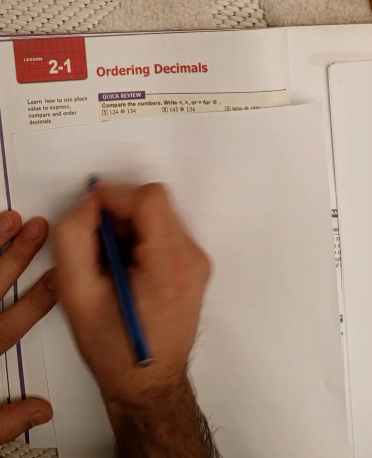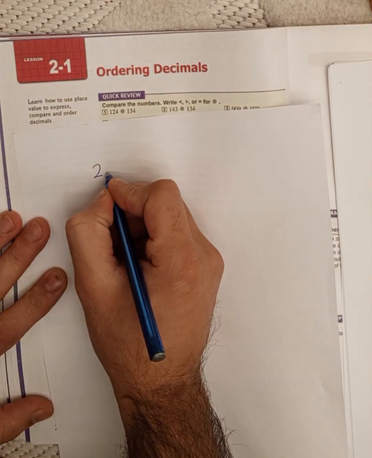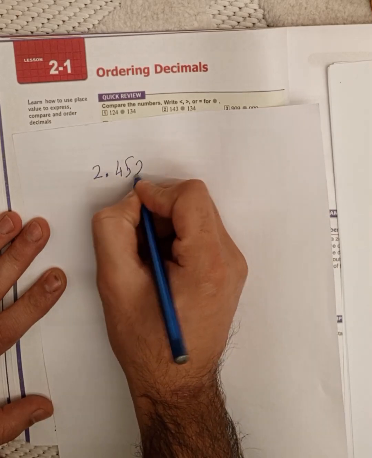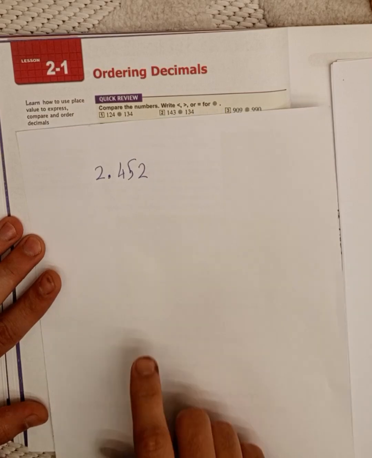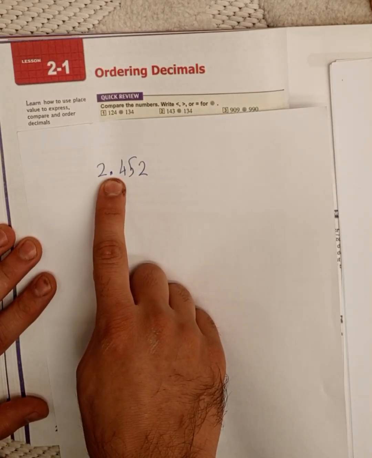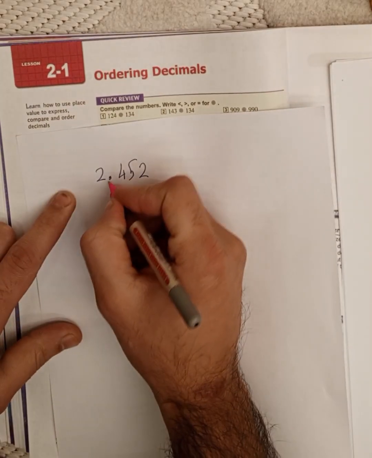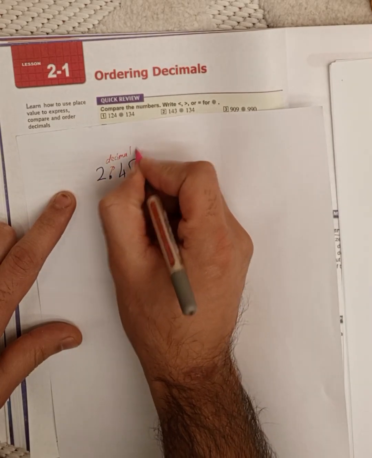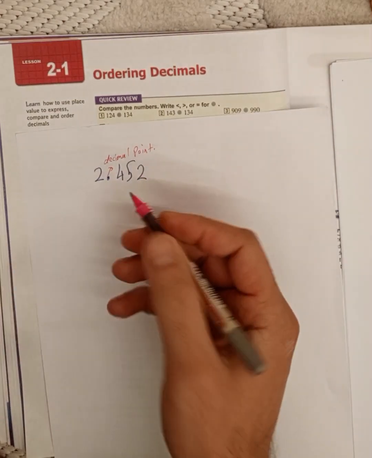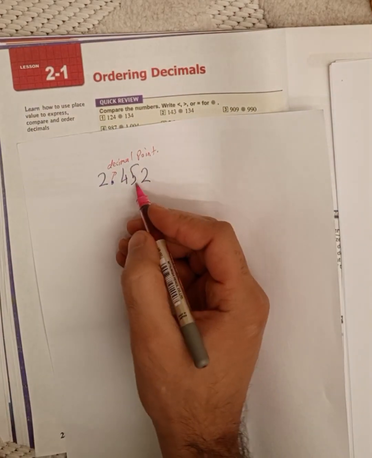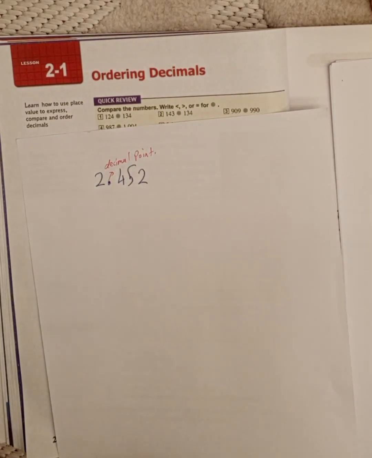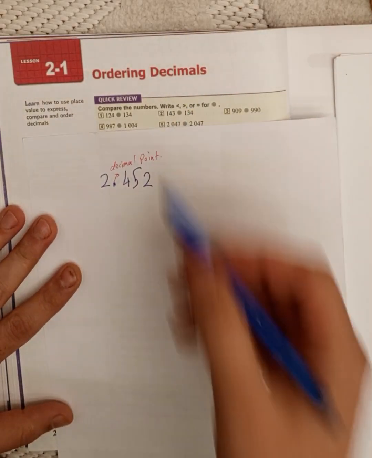Let's say 2.452. This number has the point. This point is called the decimal point. Any number that has the decimal point is called a decimal. Okay, so now we learned what decimals mean.